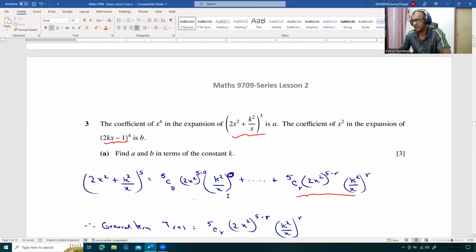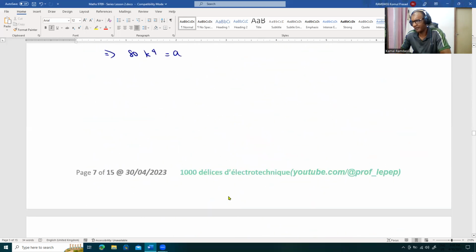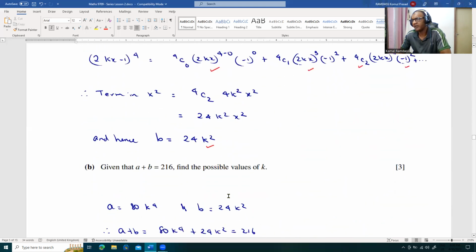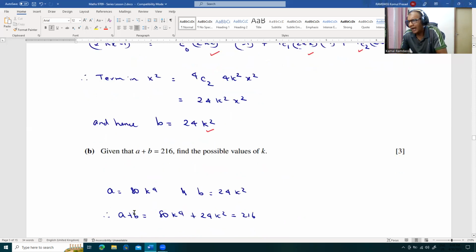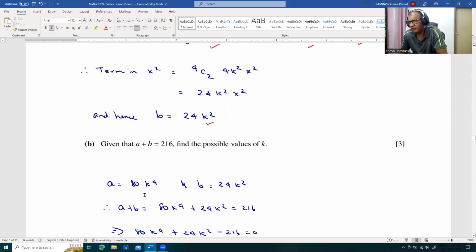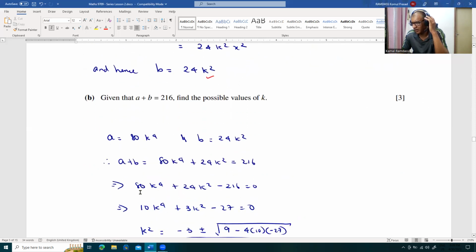So I finish with the second answer, the answer for B. Given that A plus B is equal to 216, find the possible values of k. A is equal to 80 times k to the power of 4. B is equal to 24 times k to the power of 2. A plus B is 80k to the power of 4 plus 24k to the power of 2 is equal to 216, which gives us a quadratic to solve using the quadratic formula.